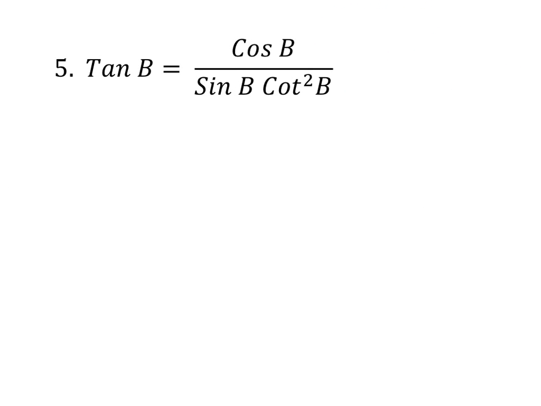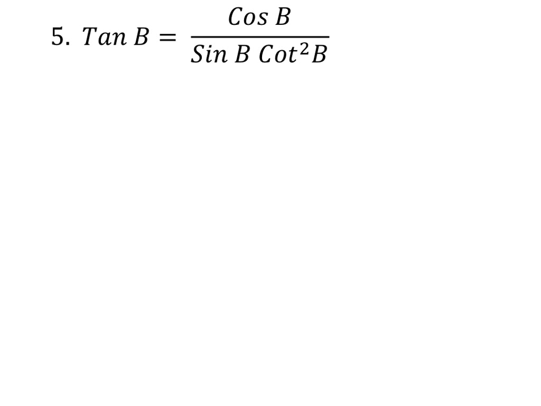Alright, number 5. Okay, this one we're going to work with the right side. This obviously looks a lot more difficult. And nothing cancels out. You don't have any of the same trig function. There's no Pythagorean identities. You're not adding or subtracting fractions. So same thing. You want this to equal the left side, tangent of b. I'm going to actually show you 2 ways of doing it.